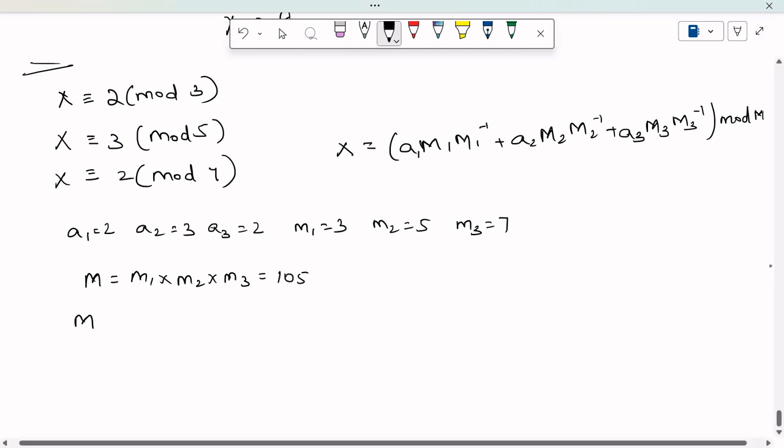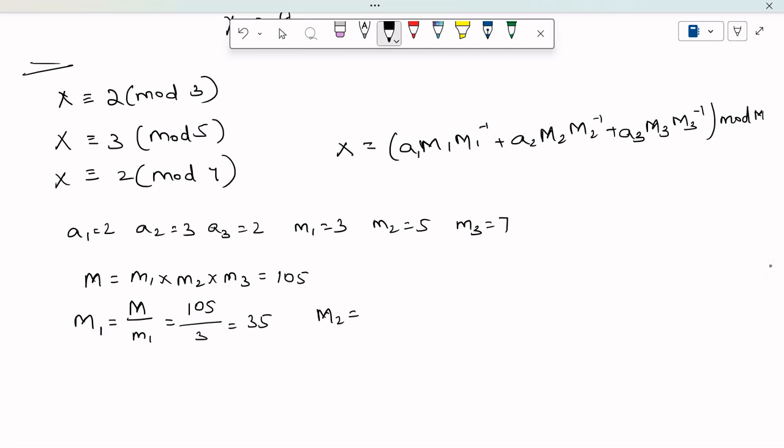So what is capital M1? Capital M1 is equal to M divided by small m1, which is equivalent to 105 divided by 3, which is 35. And what about M2? Capital M divided by small m2, that is 105 divided by 5, which is equivalent to 21. M3 is equal to capital M divided by small m3, which is 105 divided by 7, which is 15.